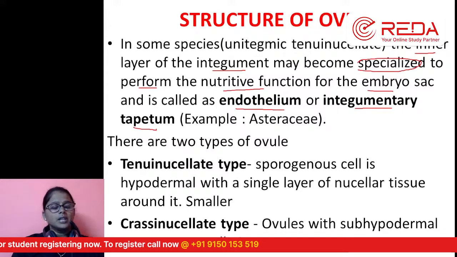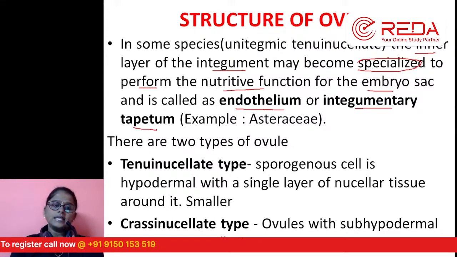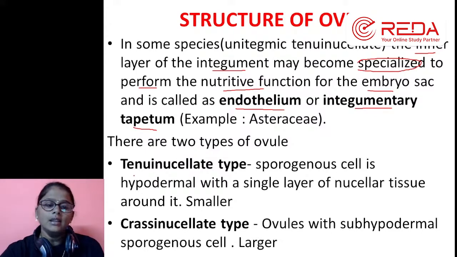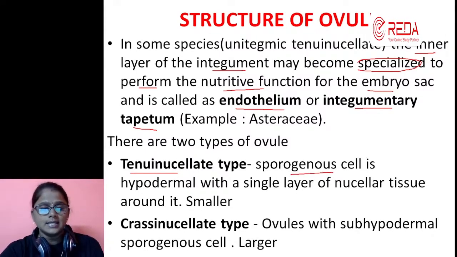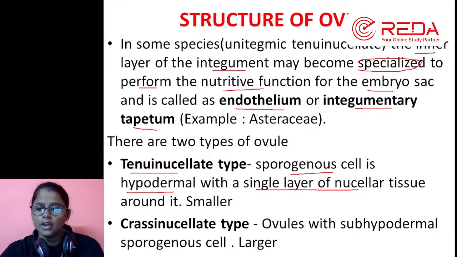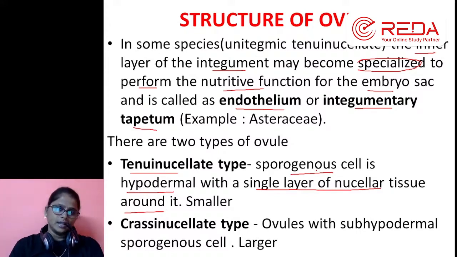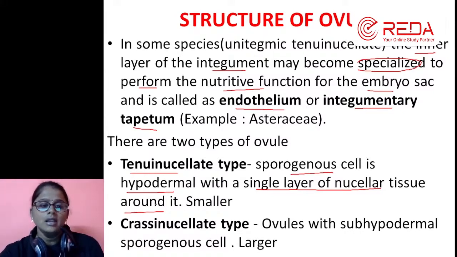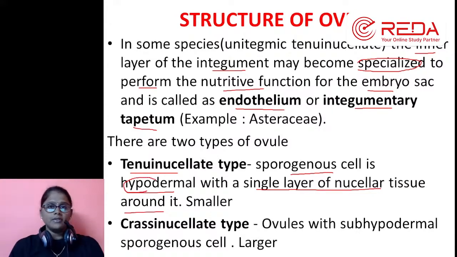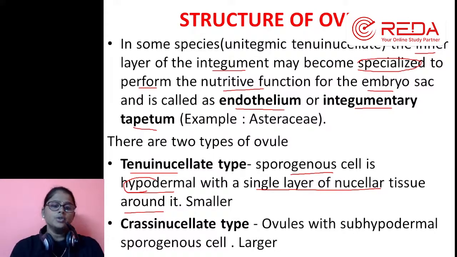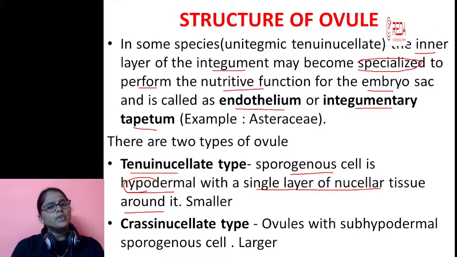We are broadly classifying the ovules on this basis into two types. One is called tenuinucellate type, and the other is crassinucellate type. If it is a tenuinucellate type, here the sporogenous cells are hypodermal with a single layer of nucellar tissue around it. That is, when the ovule is in an undifferentiated, immature state, it contains sporogenous cells which are all hypodermal. Hypodermal means they will be present just below the epidermal layer, and you can see only one layer of nucellus tissue around them. Such ovules are very small in size.